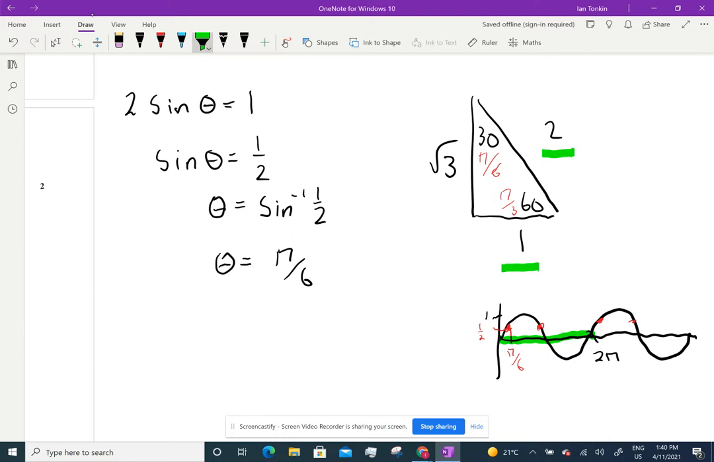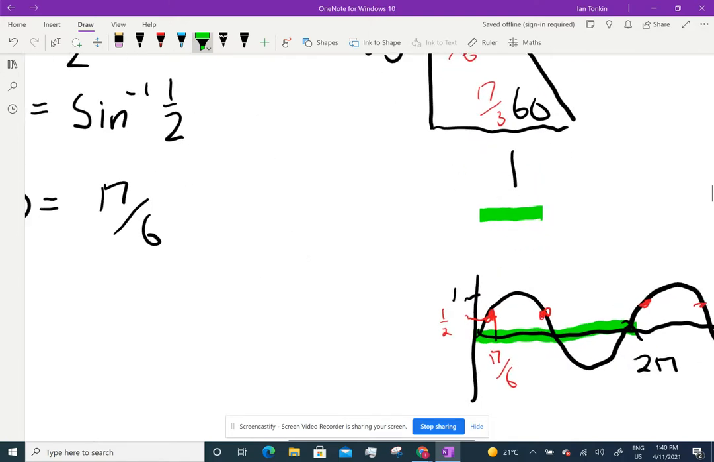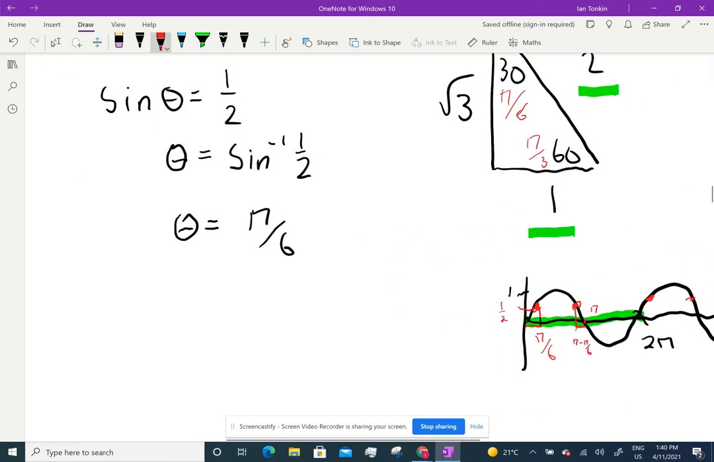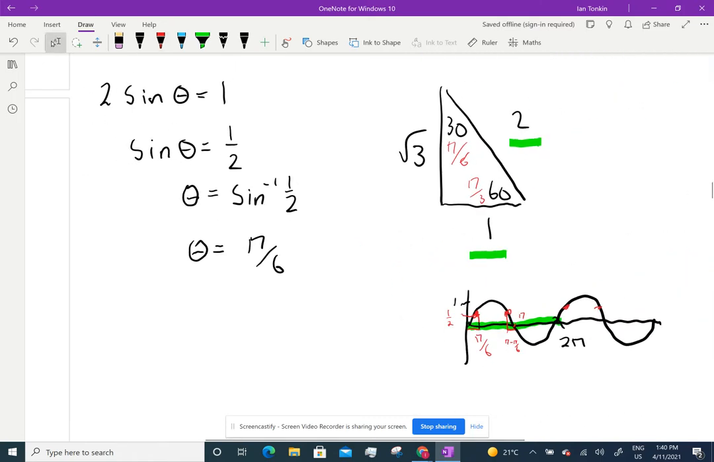The second one, if we zoom in here, this distance from here to here is symmetrical. It's the same distance from there to there. And we know that this is pi. So to go back and get this angle, it's pi minus pi on 6. So we go back to our answer. We have pi on 6, and our other answer is pi minus pi on 6.